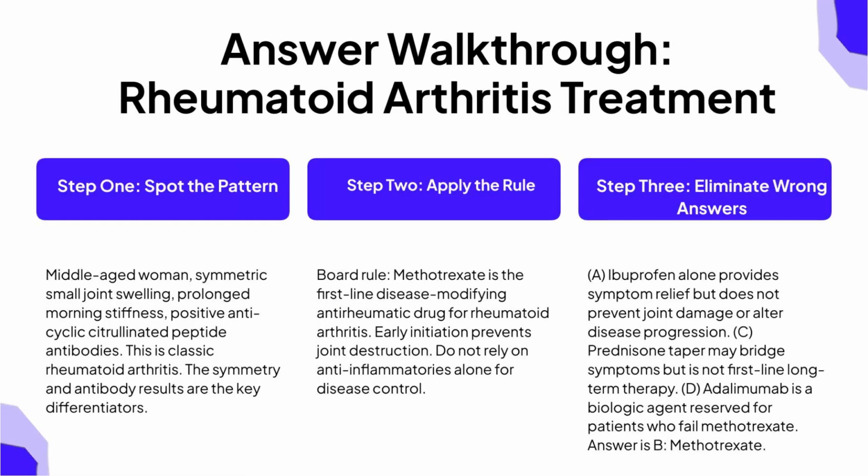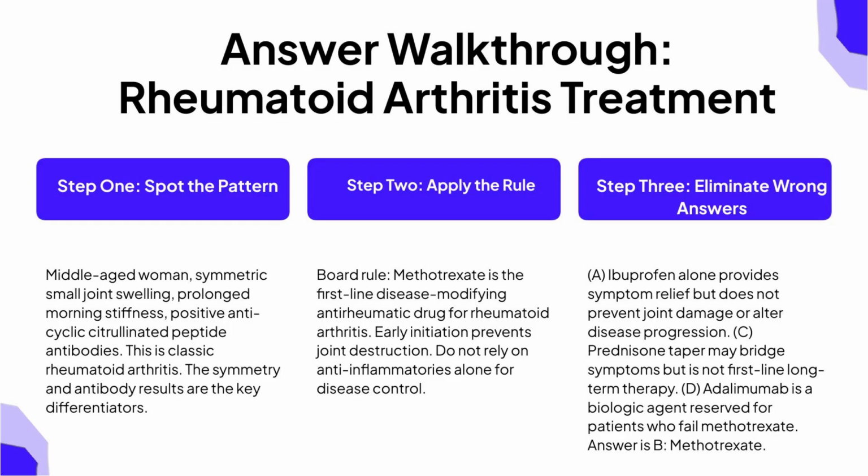Let us break this down step by step. Step 1, spot the pattern. Middle-aged woman, symmetric small joint swelling, prolonged morning stiffness, and positive anti-cyclic citrullinated peptide antibodies. This is classic rheumatoid arthritis. The symmetry and antibody results are the key differentiators.